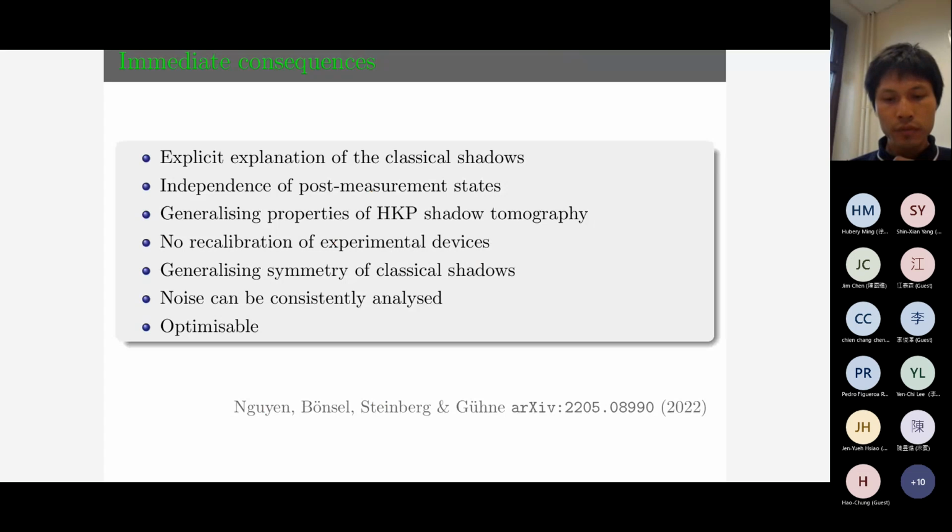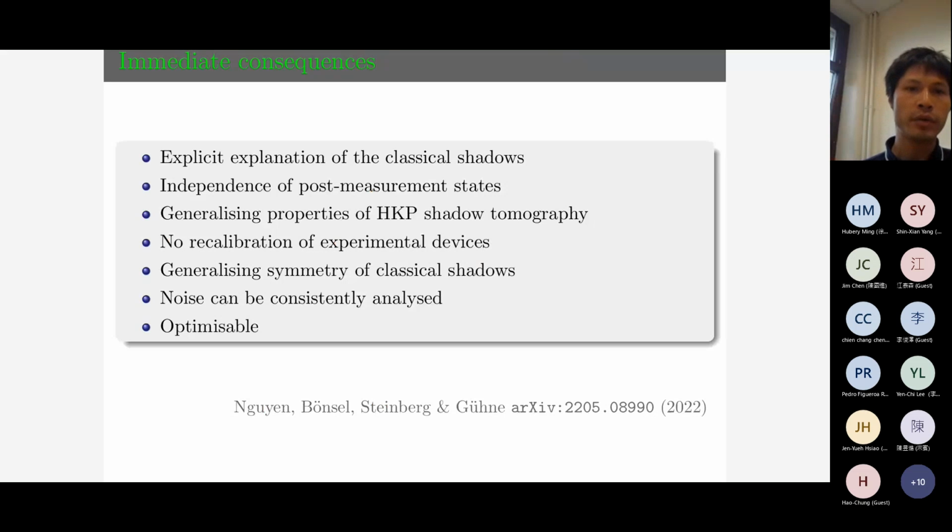Okay, now I was trying to motivate that this is a natural way of thinking about the HKP shadow tomography that I described before. So it has at least a very explicit explanation of why this converges and why this works like that. It's independent of the post-measurement state. This is what we already expected from the beginning. The general framework should be like that. And it generalizes the properties of HKP shadow tomography in a very natural way. So there's nothing so different in terms of properties.